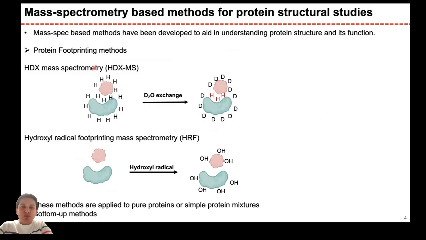The two most well-known protein footprinting methods are hydrogen deuterium exchange mass spectrometry as well as the hydroxyl radical footprinting mass spectrometry. In hydrogen deuterium exchange, proteins are treated with D2O and the amide hydrogens exchange with deuterium based on the condition. Similarly, in hydroxyl radical footprinting mass spectrometry, the proteins are treated with hydroxyl radical and the amino acids which are solvent accessible react with the hydroxyl radical. But typically, these methods are applied to pure proteins or simple protein mixtures and commonly employed with bottom-up proteomics methods.